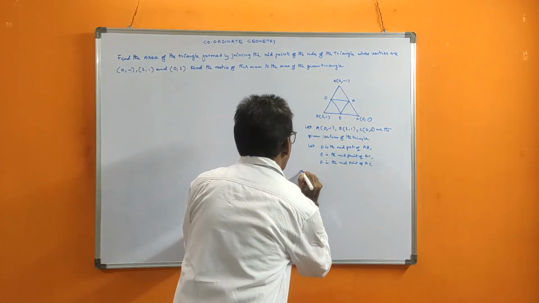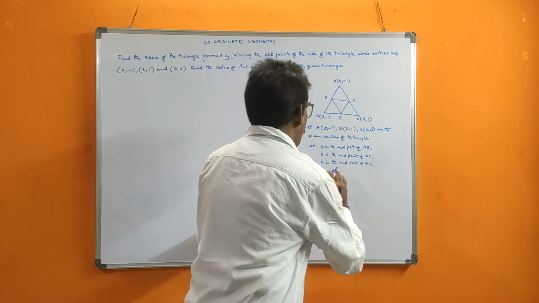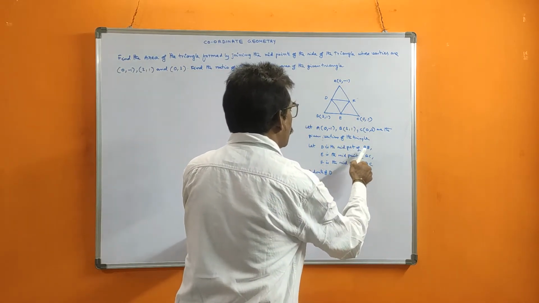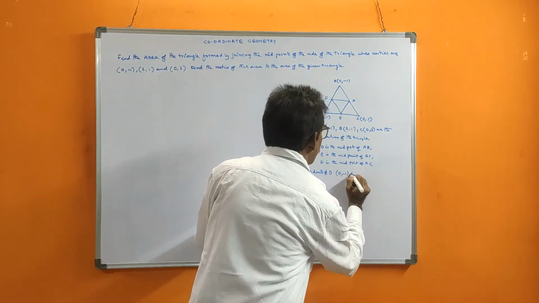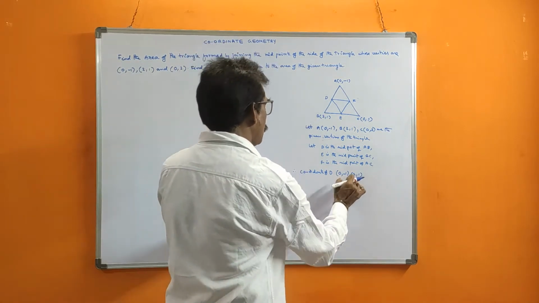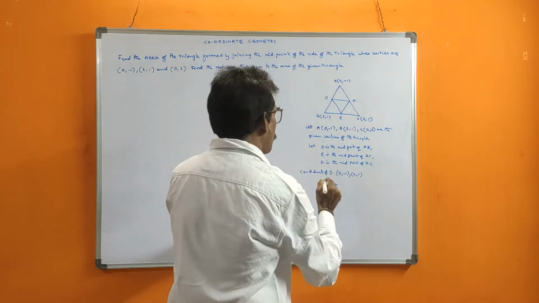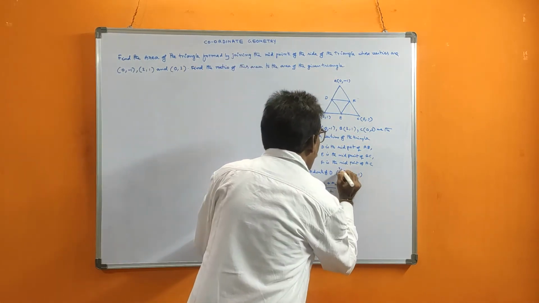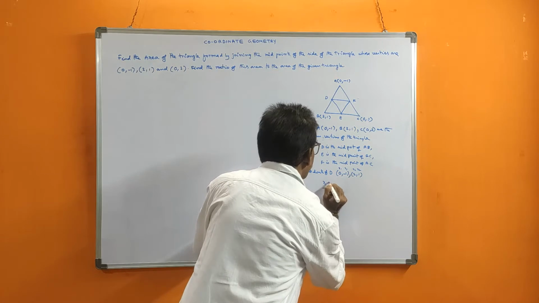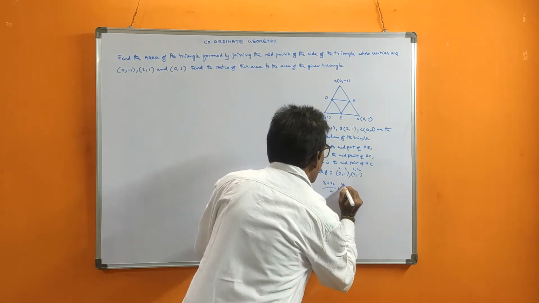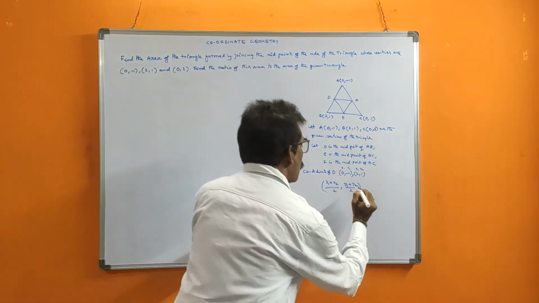Therefore, coordinates of D. D is the midpoint of AB. The AB points are (0, -1) and (2, 1). The line joining these two points, we want the midpoint. The midpoint formula, not the distance between, only the midpoint of these two points: with (x1, y1) and (x2, y2), it is ((x1 + x2)/2, (y1 + y2)/2). This is the midpoint formula.